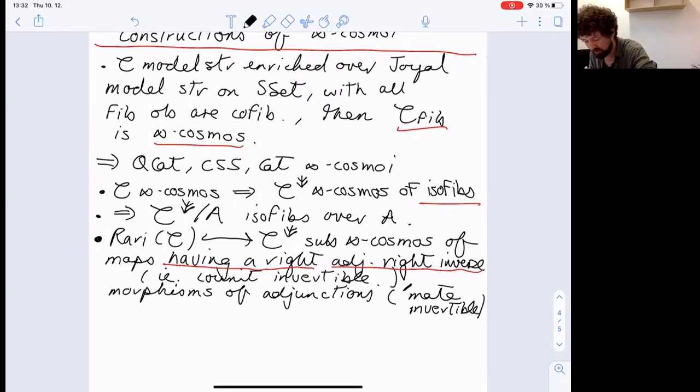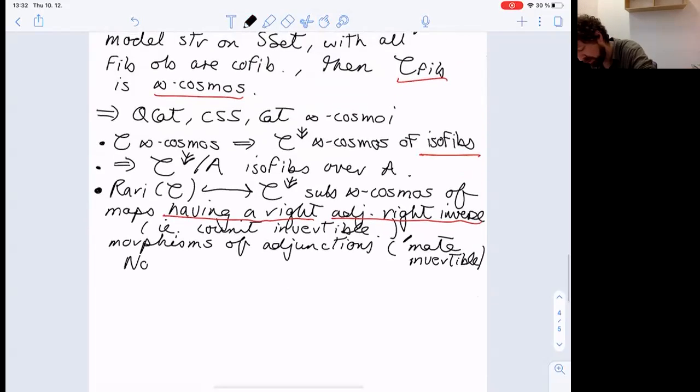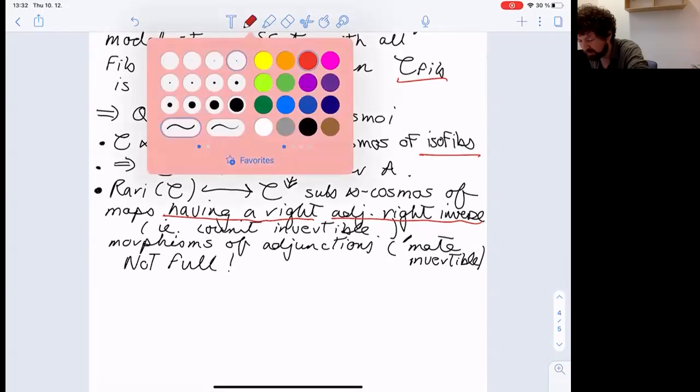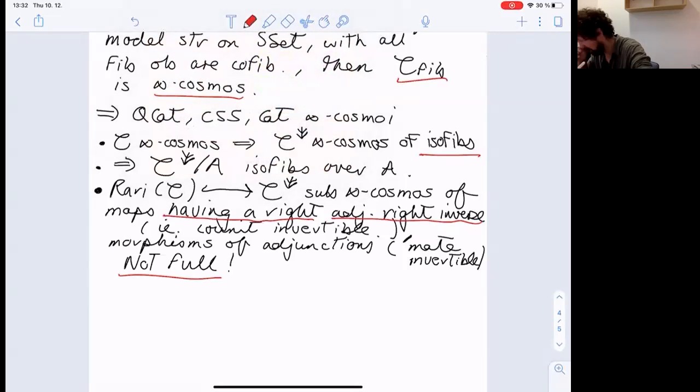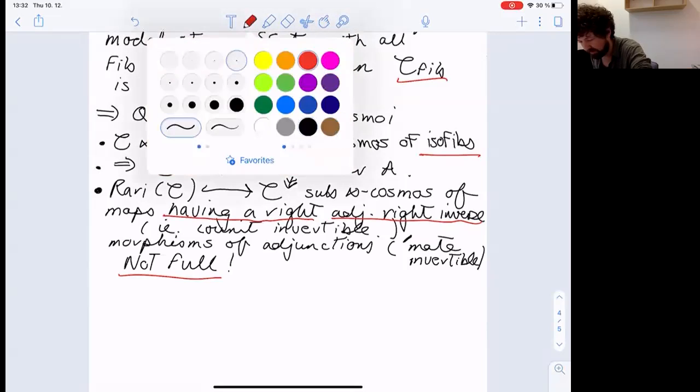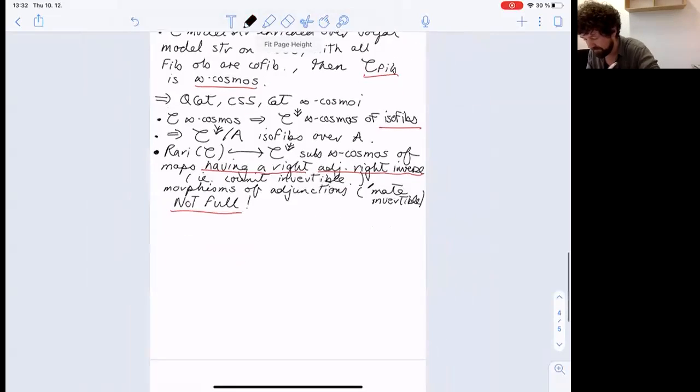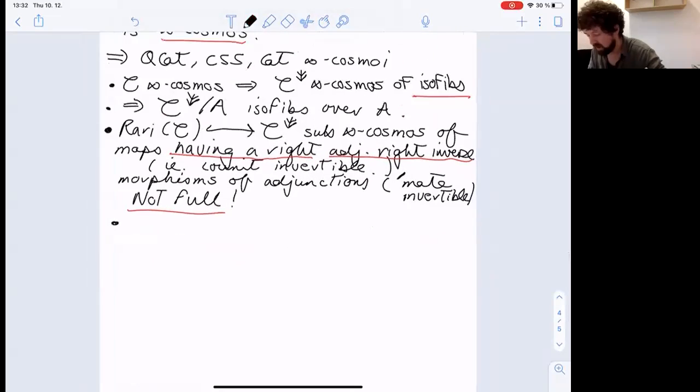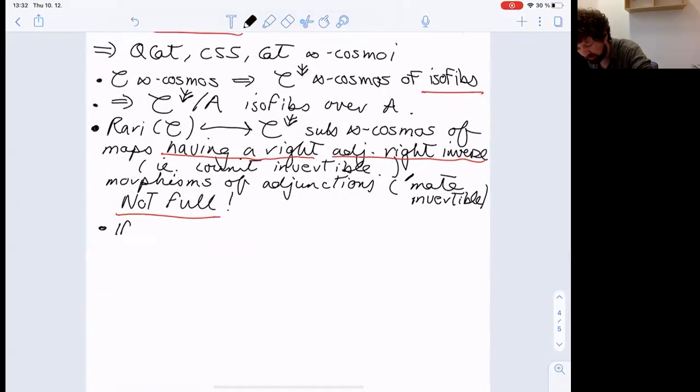Okay, and so this is very important. So this is not full. And these non-full examples, if you like, are a bit trickier, perhaps. Okay, how are we looking? Good. So there's one other core construction I need to tell you about.